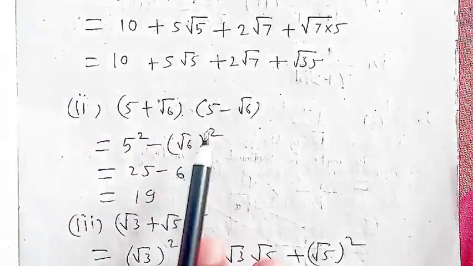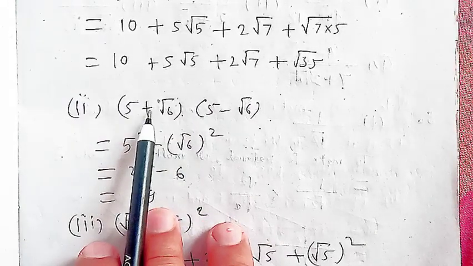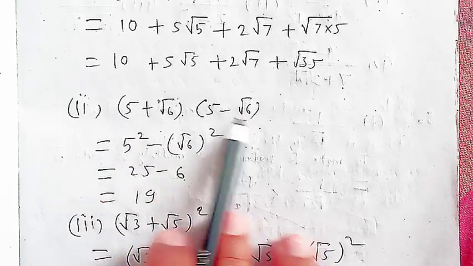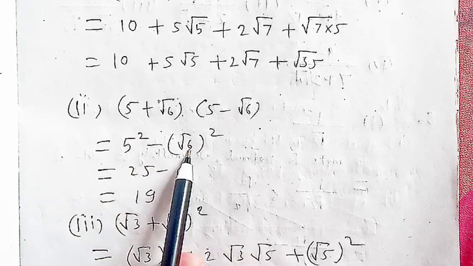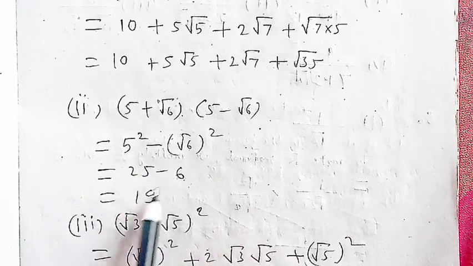Next, here (a plus b) into (a minus b) becomes a square minus b square. Root 6 squared is 6. 25 minus 6 is 19.